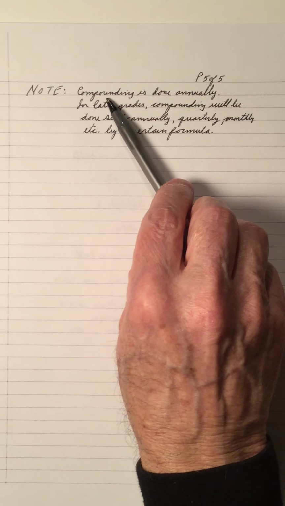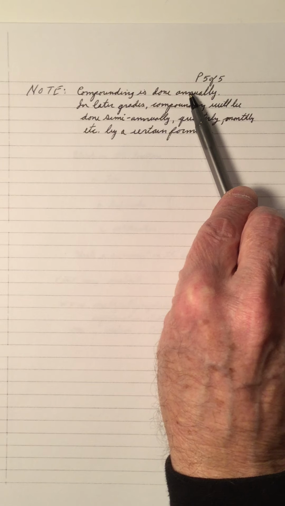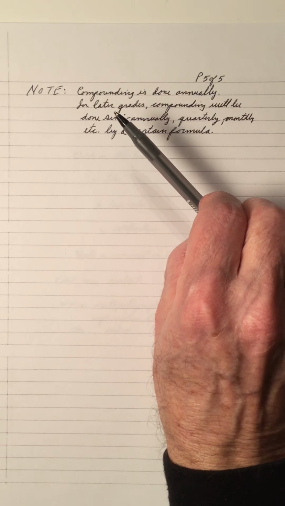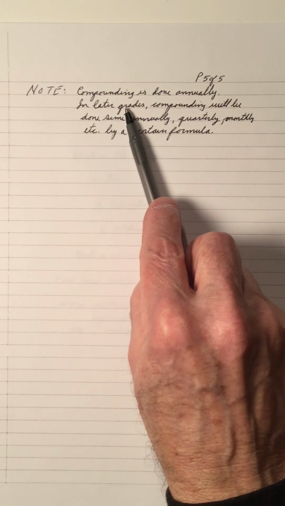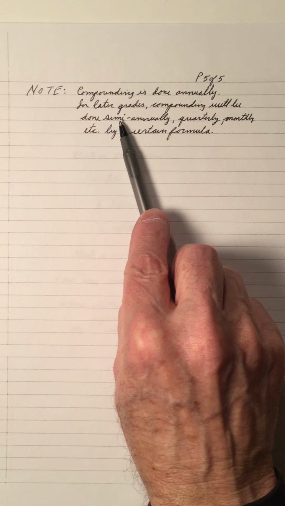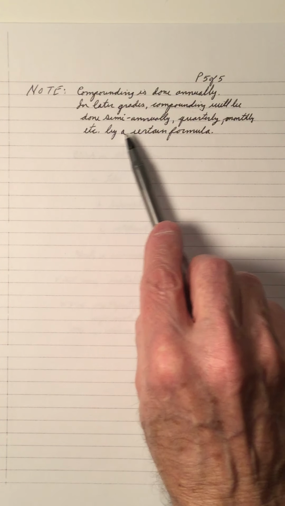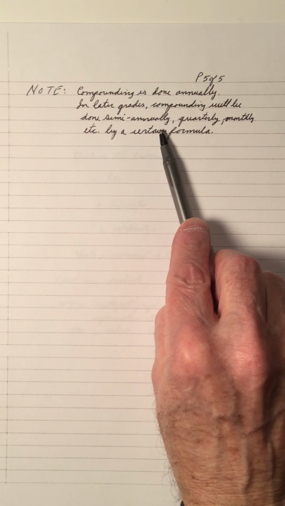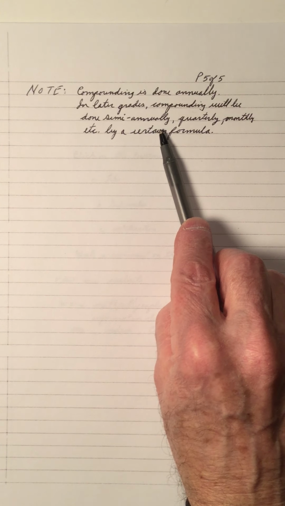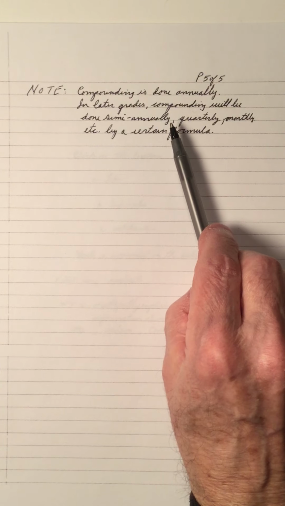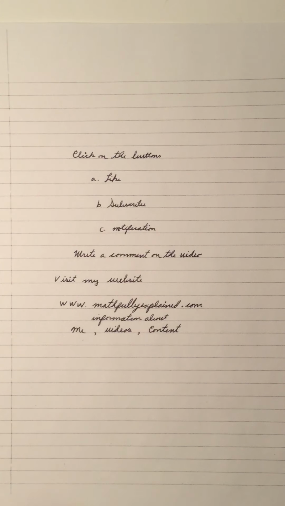And also note, compounding is done annually. Notice we compounded annually. That's only for the lower grades, 8s and 9s and 7s, etc. In the later grades, compounding will be done semi-annually, quarterly, monthly, etc. by a certain formula. And it's no good for me to go over that formula now because you won't get it in grade 7, 8, or 9. But you will get it when you're in probably grade 11 or 12. Maybe, if I get a chance to do that video on the money compounding, good. I'll have some fun with it.